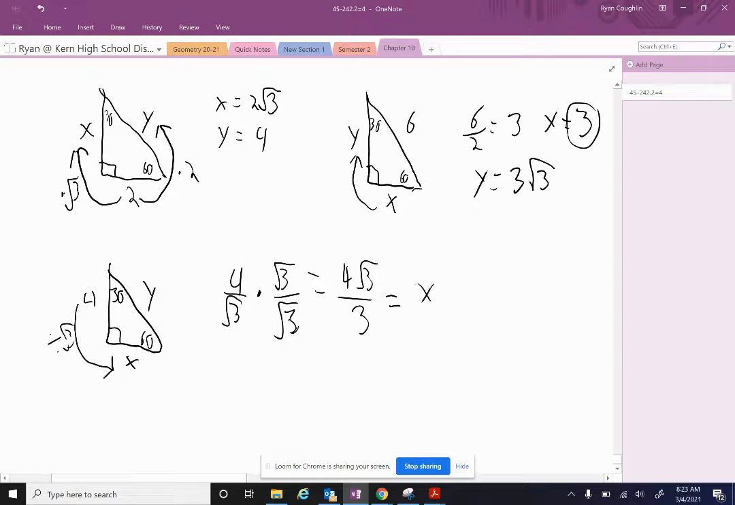Now that I have x, I'm going to multiply by 2 to get y. So I'm going to take 4 root 3 over 3 and multiply it by 2. When I multiply something, I'm just multiplying the numerator, right? So 4 times 2 would be 8. This would equal 8 root 3 over 3. That would be your answer for y. It does get a little complicated, and we'll go over more examples as we go.